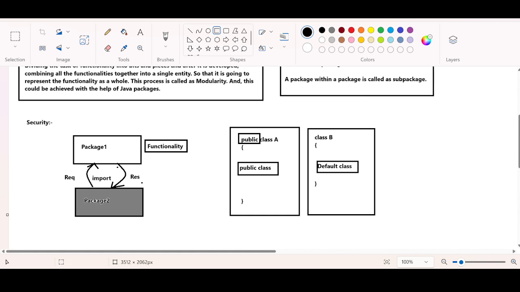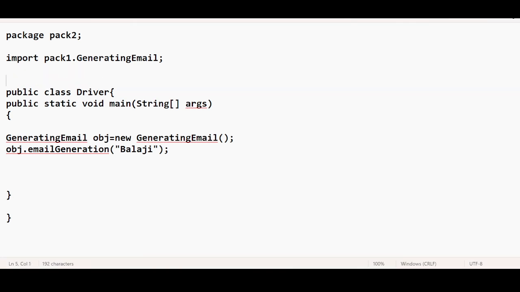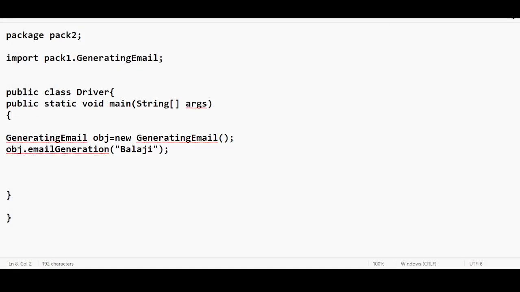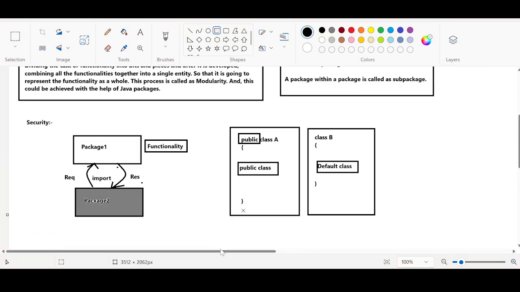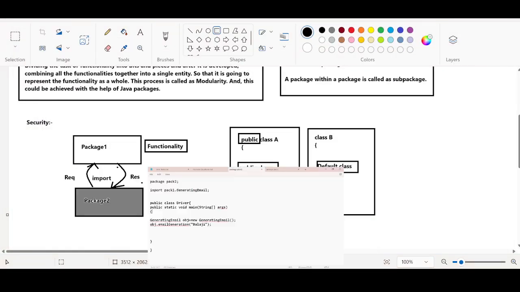Having said this, let me go back to this program. So what kind of class is this? Type in the chat box, what kind of class is this? Is it default or is it public? Everyone respond. What kind of class are you seeing here? Public class, because the class is with the public keyword.